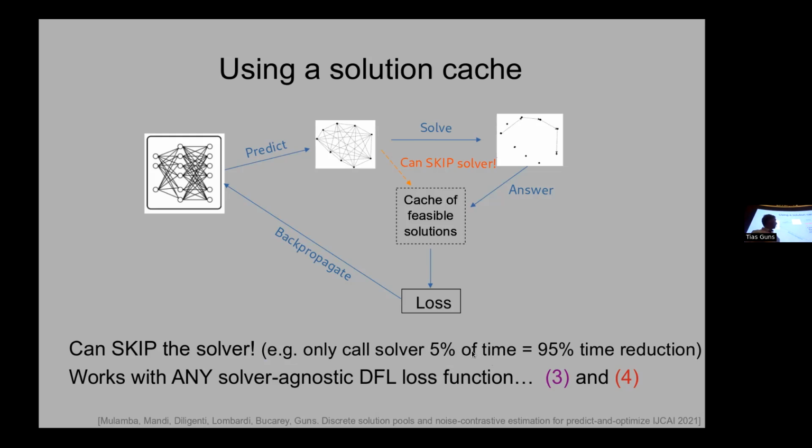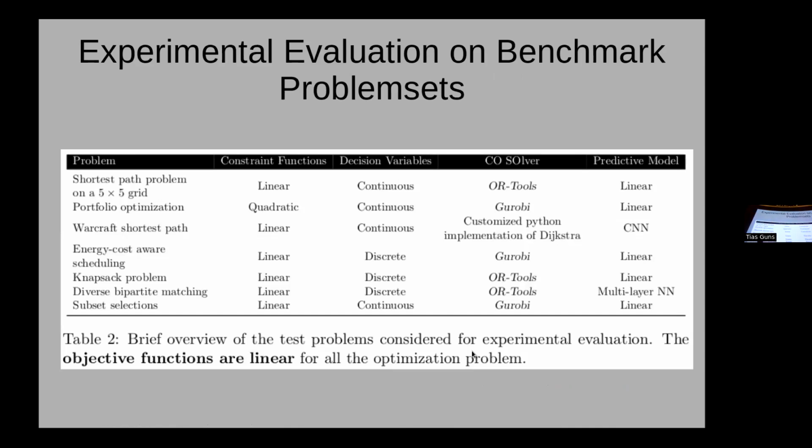All right. Okay, so indeed, as I just said, the survey paper gives the survey. It also talks about non-gradient based methods. It also talks about other related fields. But the second part of the survey paper is actually an experimental evaluation. So we have these benchmark instances that come from the existing papers in the survey. So it's a shortest path problem with the linear objective function, portfolio problem, Warcraft shortest path, energy customer scheduling, and so forth and so forth. All of this is also available on the repository that contains the data and the code of all of this.